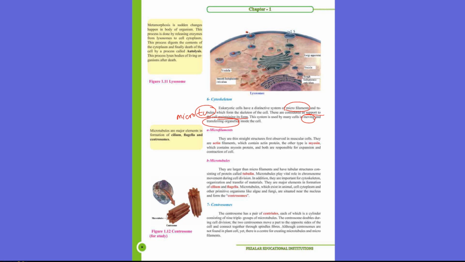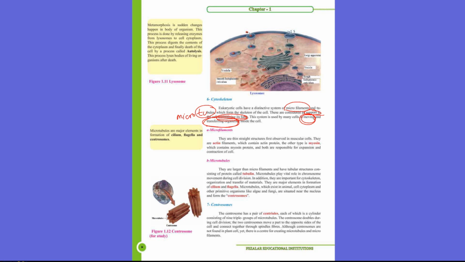So we can focus on function. They are considered to support: 1, maintain the form of the cell; 2, help in movement; 3, transfer organelles or some materials inside the cell. These are the functions of the cytoskeleton. Just like the skeletal system in the human body, it also helps movement with muscles. It supports our internal organs, supports muscles, gives shape to the whole body, and also provides movement.